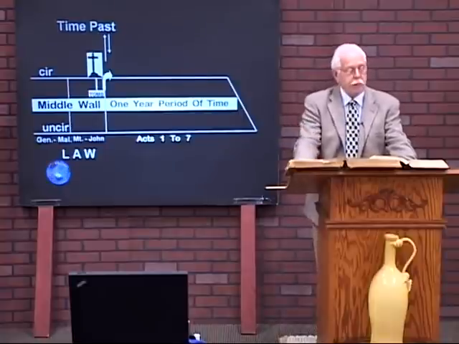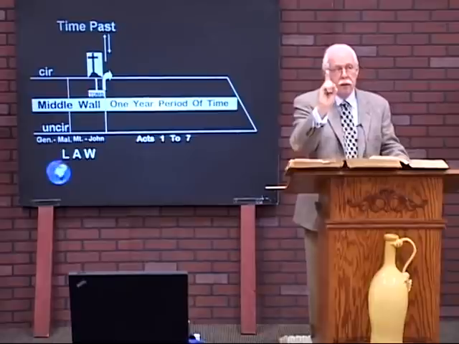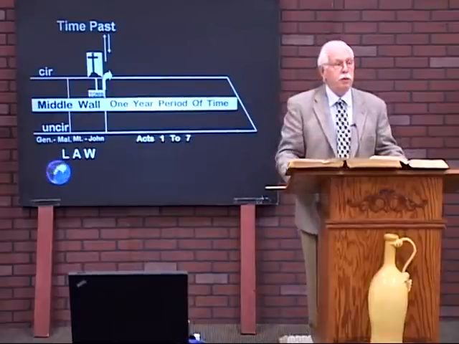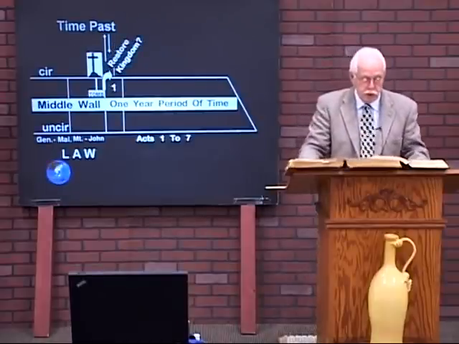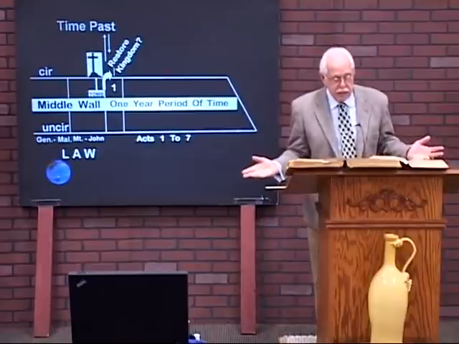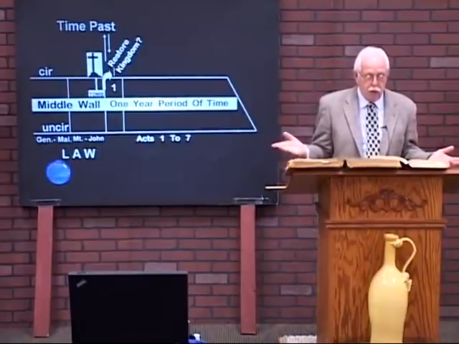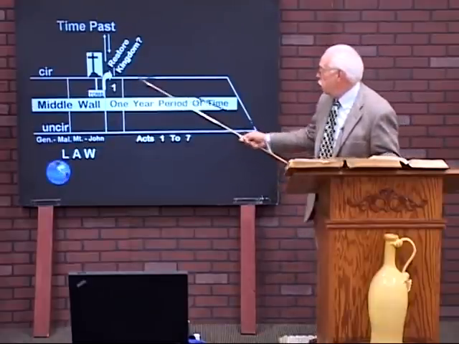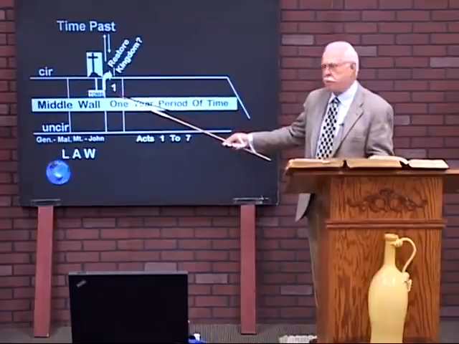So now I want you to notice carefully the separation between Israel and the Gentiles in these first chapters of the book of Acts. In Acts chapter 1, verse 6, he says, "When they therefore were come together, they asked of him, saying, Lord, wilt thou at this time restore again the kingdom to Israel?" So now they're talking about a kingdom, restoring a kingdom. Where would that have come from?